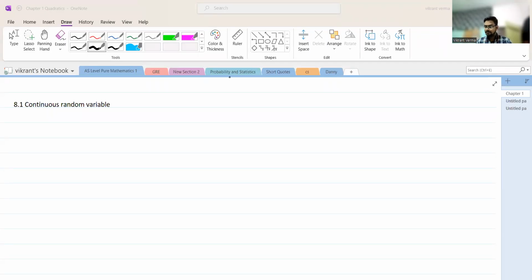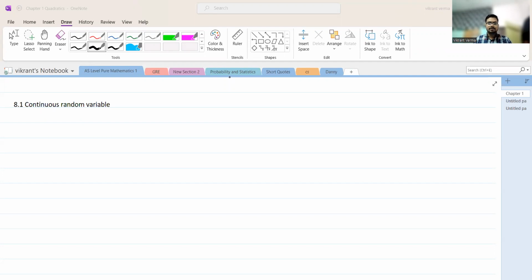Okay, so good morning, everyone. Today we are going to start a new topic from the probability and statistics course. The topic is continuous random variable, and it comes under section 8.1. So today we will begin with this topic of continuous random variable.